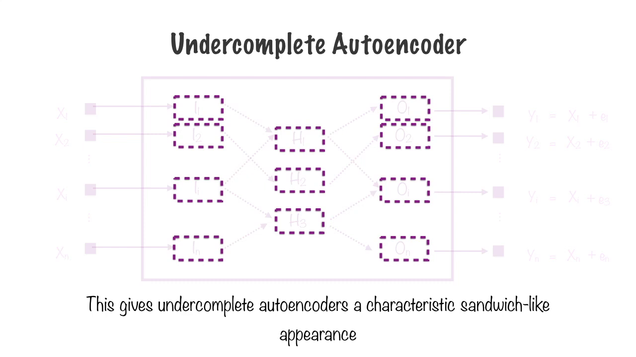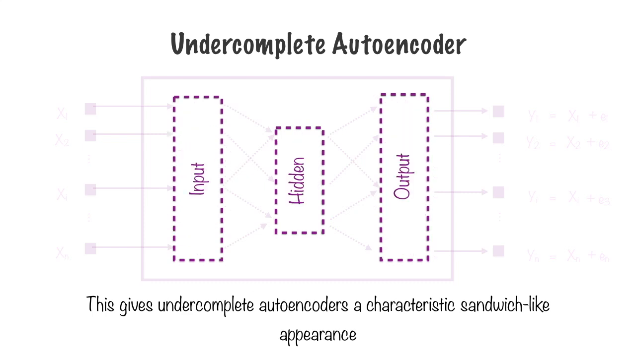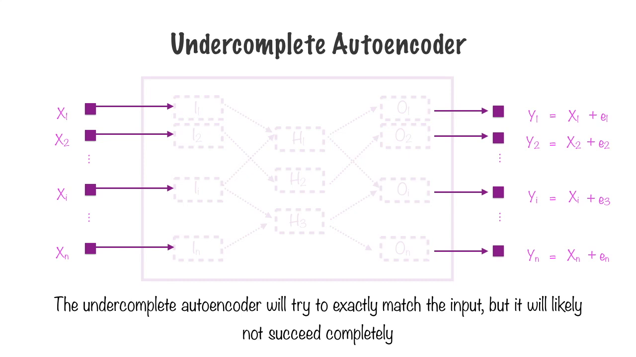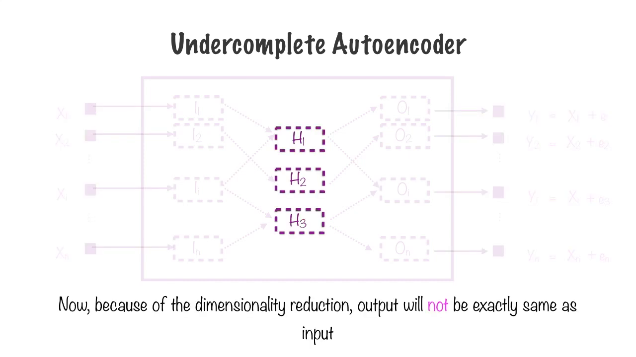It is undercomplete, and undercomplete autoencoders have this characteristic sandwich-like appearance. The output layer is equal to the input layer, the middle layer is smaller. The autoencoder will still try to exactly reconstruct the input at the output. It'll try to perform an exact match, but it's not likely to succeed completely because of our smaller hidden layer, which can learn only a few of the most important features that were fed in at the input. Because of dimensionality reduction, the output will not be the same as the input.